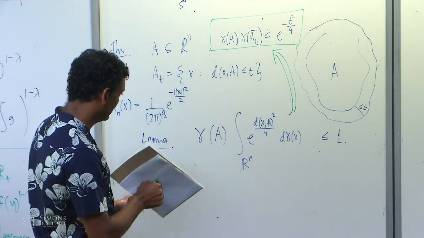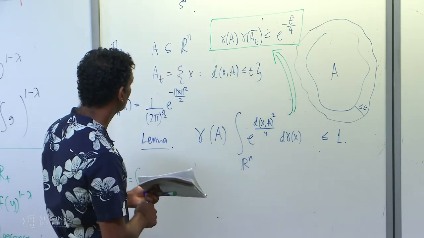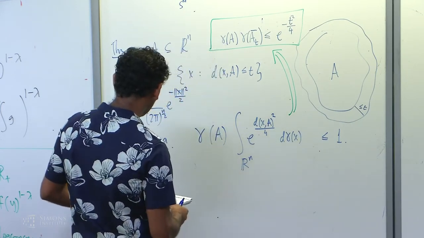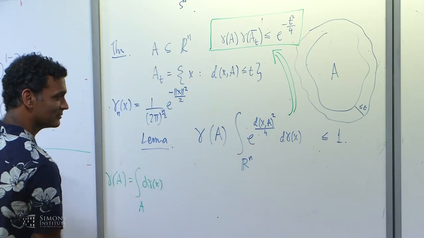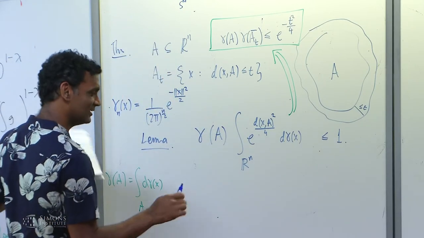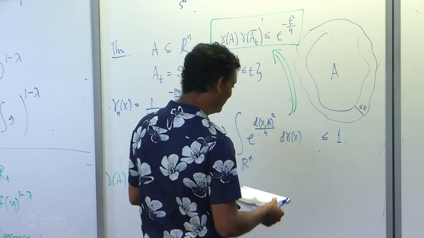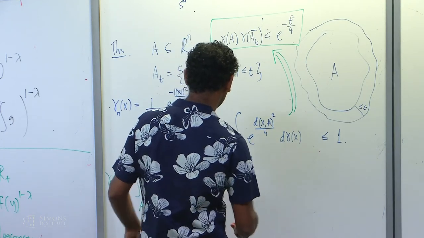Okay, so let's prove this. This is where the idea is, and then you get that. So how do we prove this? We're going to use Prekopa-Leindler. We're just going to apply this theorem once. No induction. And so I just have to choose the functions carefully, right? F, G, and H.